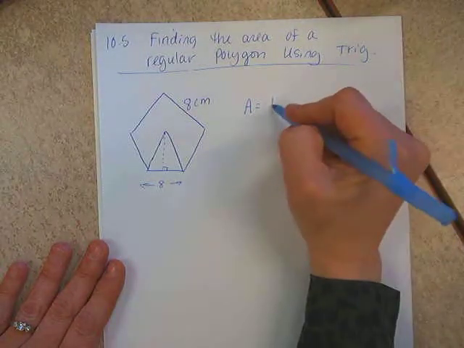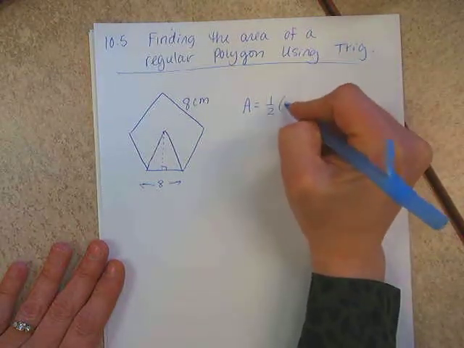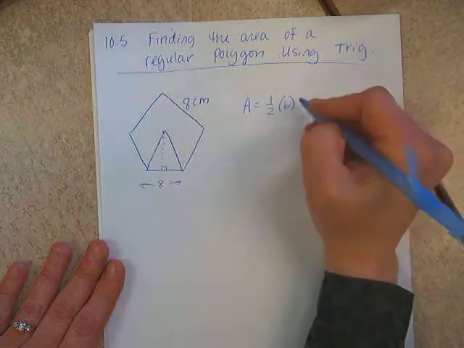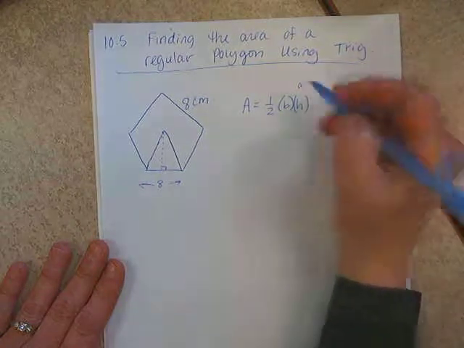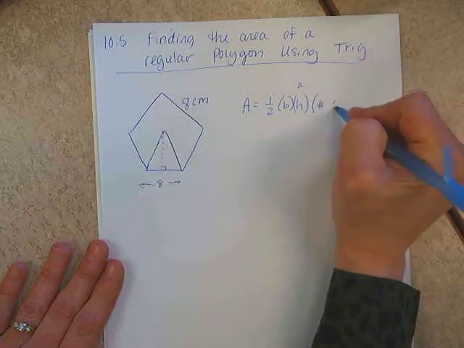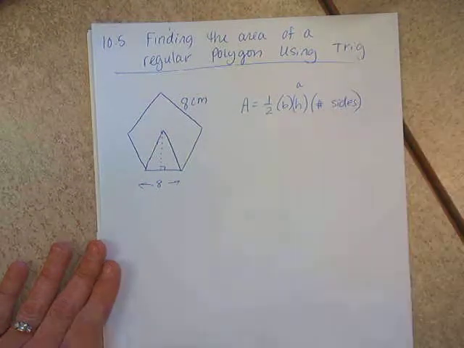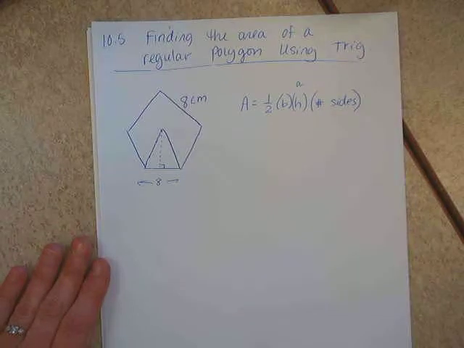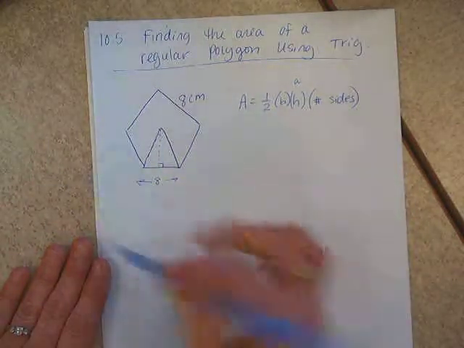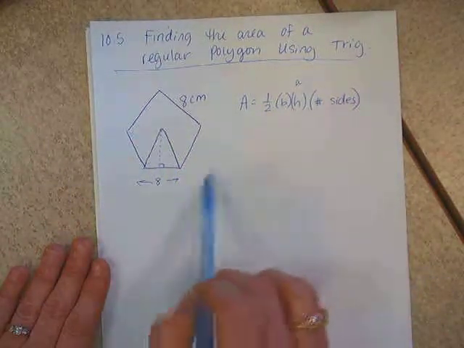The formula is the same as what you've been working with. It's 1/2 times the base of the triangle times the height of the triangle, which remember is the apothem, times the number of sides. But we've got to do a little bit of work, kind of like the 30, 60, 90s. Okay, so we need those central angles.